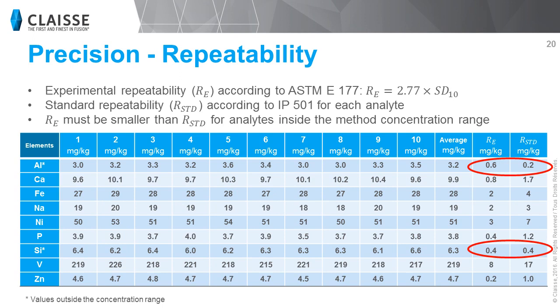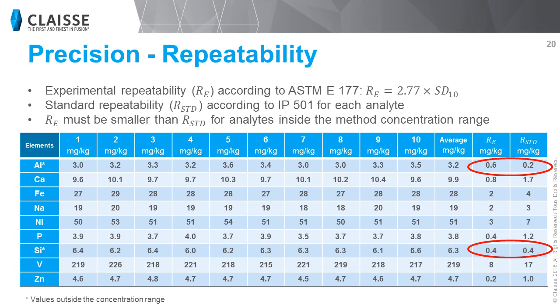The repeatability was evaluated by analyzing 10 replicates of one sample but prepared on 10 different days. Experimental repeatability, noted as RE in this slide, is calculated according to the ASTM E177. So it's 2.77 multiplied by the standard deviation obtained on your 10 replicates. The standard repeatability, noted as R standard, was calculated according to the IP501 for each analyte.